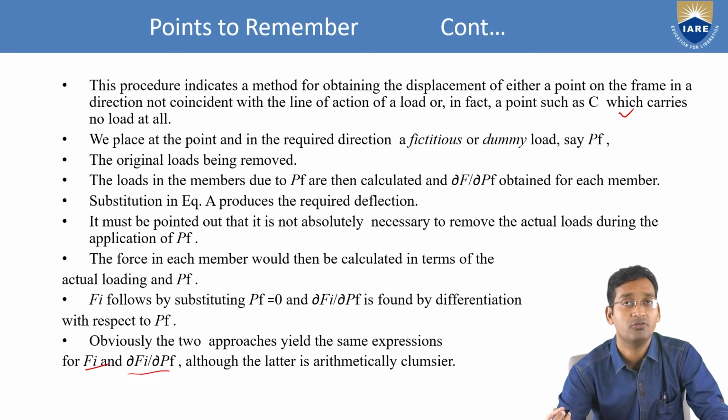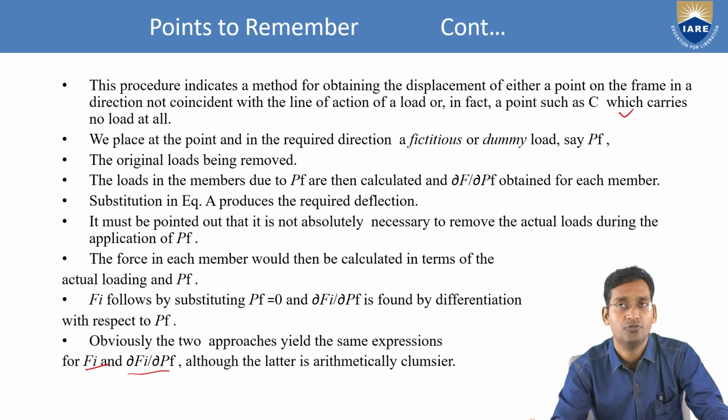Then after removing it, the load in the member due to PF is then calculated. So now for each member, whatever the load is acting, just calculate it, and ∂F/∂PF is obtained for each member. Once you have the PF, find the rate of change of capital F, that force, with respect to the fixed force, that is ∂PF. Substitute in equation 1 to get the required deflection.